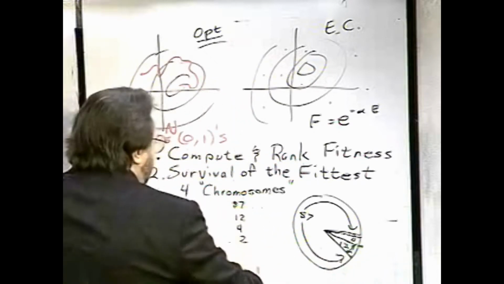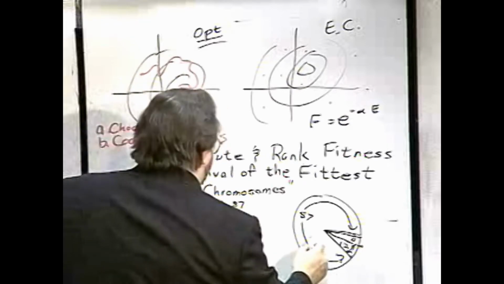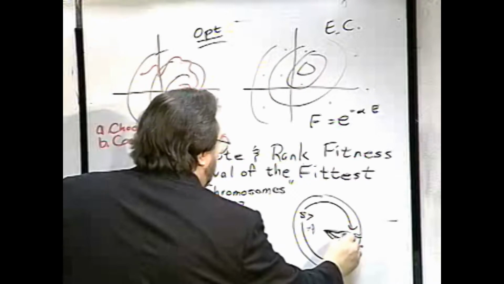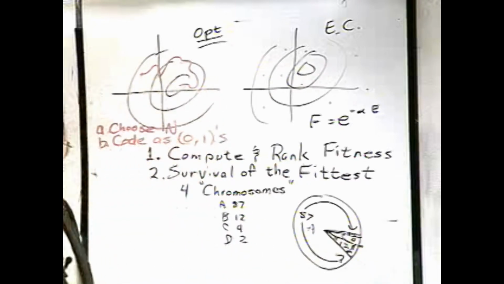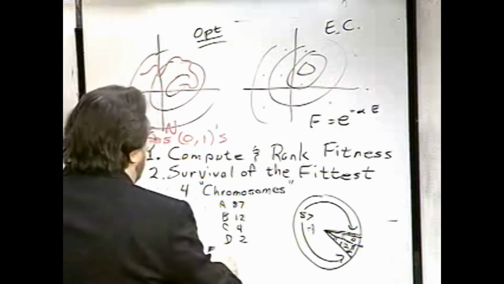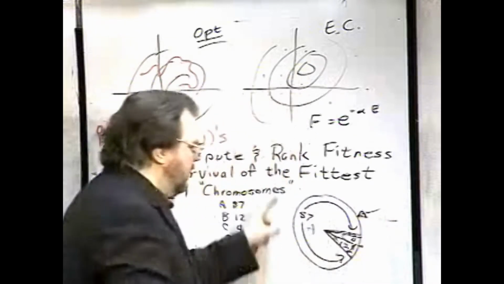If we call these A, B, C, and D as the names of our chromosomes, we would have A, B, C, and D. You get the idea? So we take a wheel and we make the arc length proportional in percentage to the individual fitness. Now what we're going to do, in this case, since we have n equal to 4, is spin the wheel 4 times randomly.